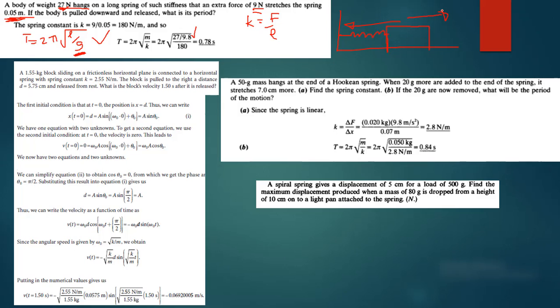So spring constant tumepewa na block is pulled to the right. Distance here is 0.0575 meters. Okay, released from rest. What is the block's velocity 1.5 seconds after it is released?